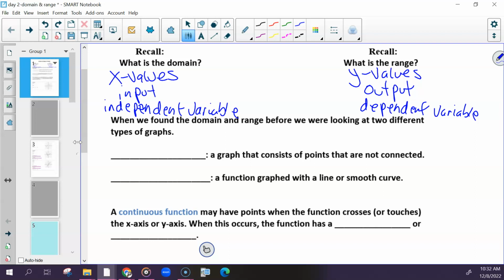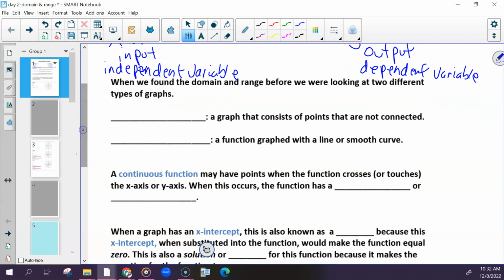When we found the domain and range before, we were looking at 2 different types of graphs. The very first time we were doing domain and range, when we were doing relations and functions, those were discrete, because they were graphs that had a bunch of ordered pairs. They weren't connected. And the ones we were doing last class were continuous, because they were lines that connected.